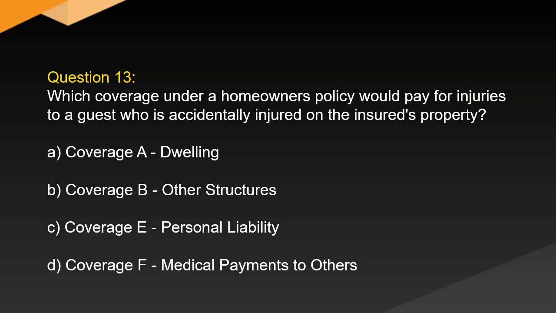Question 13. Which coverage under a homeowner's policy would pay for injuries to a guest who is accidentally injured on the insured's property? A. Coverage A, Dwelling. B. Coverage B, Other structures. C. Coverage E, Personal liability. D. Coverage F, Medical payments to others.